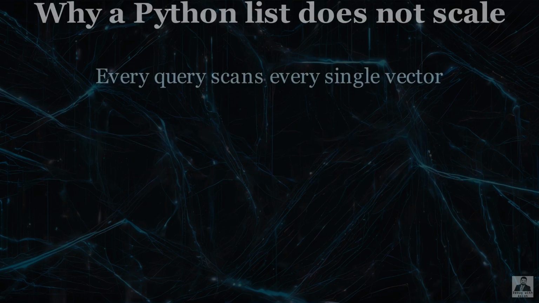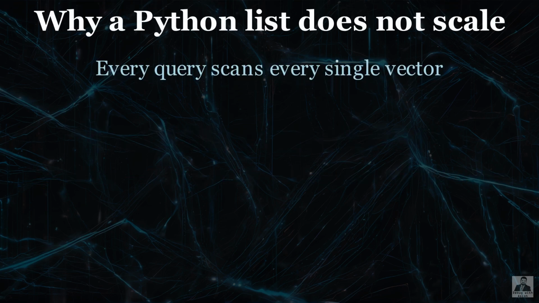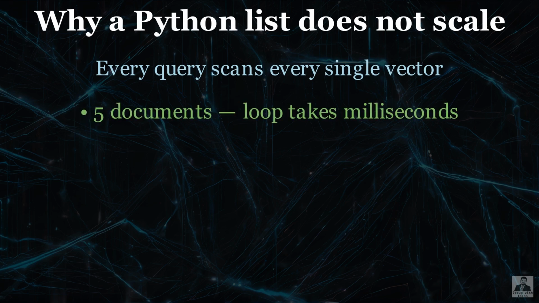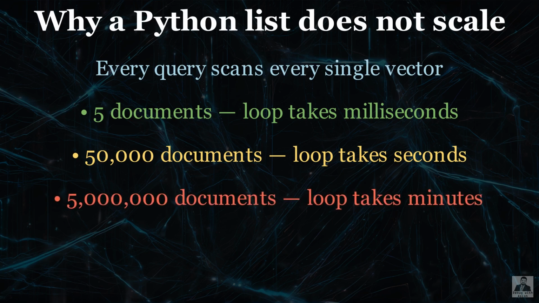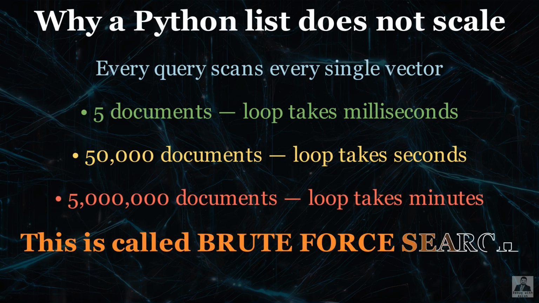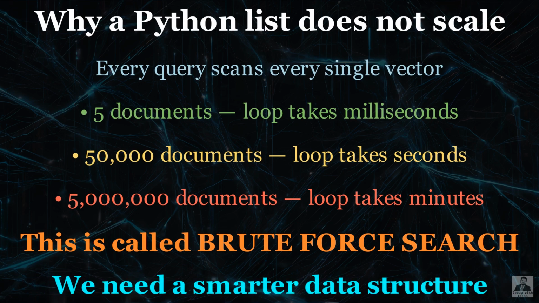Our loop from episode 1 compares the query embedding against every single stored vector one by one. With 5 documents, this is instant. With 50,000 documents, the user starts to notice the wait. With 5 million documents, you are looking at minutes per query. This is called brute force search, and it simply does not scale. We need a data structure that can find the closest vectors without checking all of them.